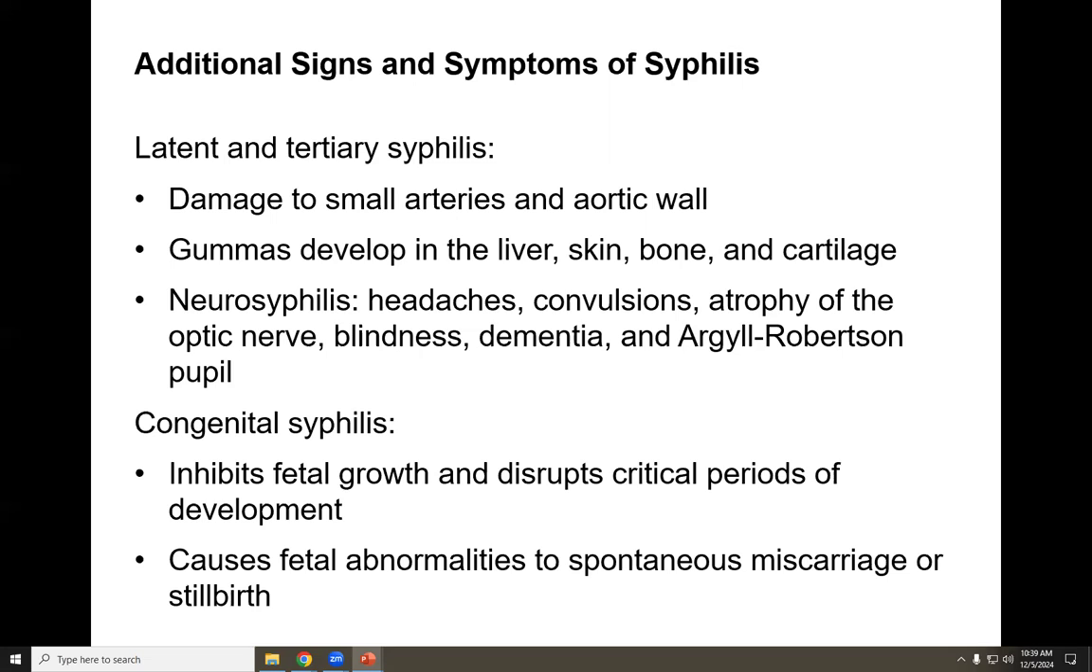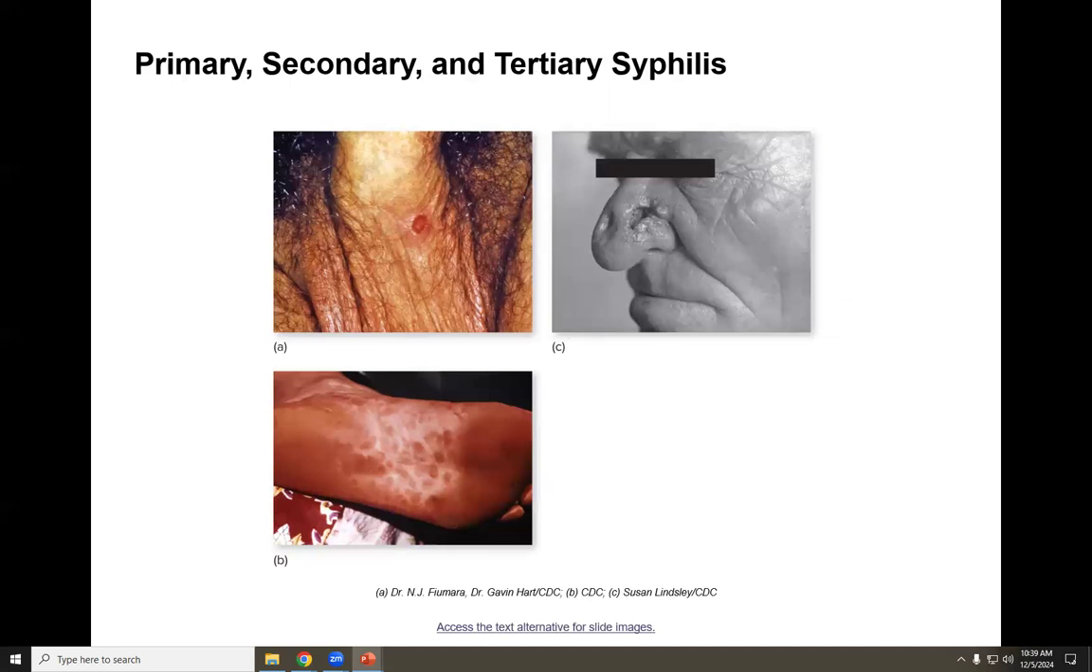And so headaches and convulsions, moving on into what they call Argyll-Robertson pupil. So you'll have a blown pupil that doesn't respond at all to light anymore. And then of course dementia, and it could even lead to coma and death eventually. Congenital syphilis is just what it sounds like. You have a baby that is born to a mother that has syphilis, and it can be transmitted to the baby that way. And it can cause abnormalities in the fetus.